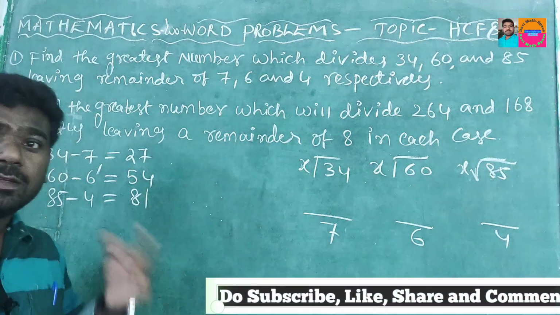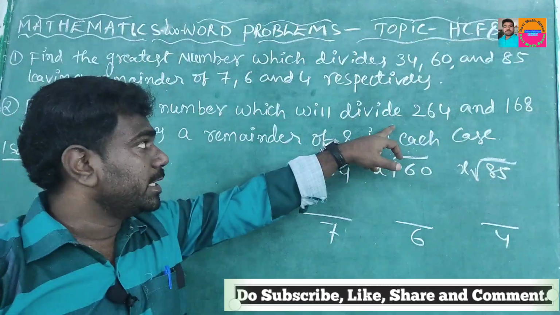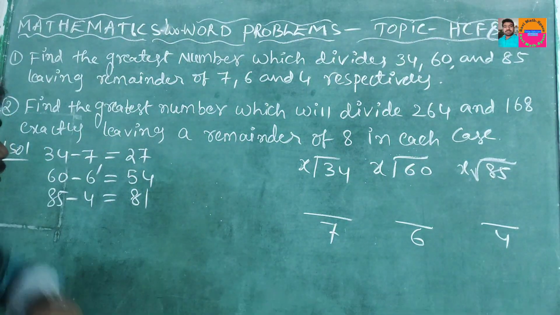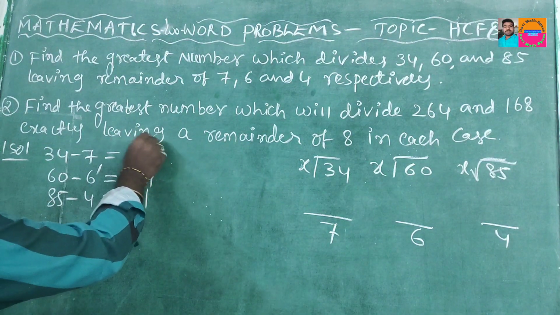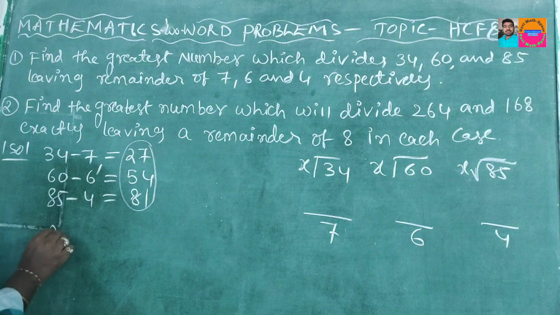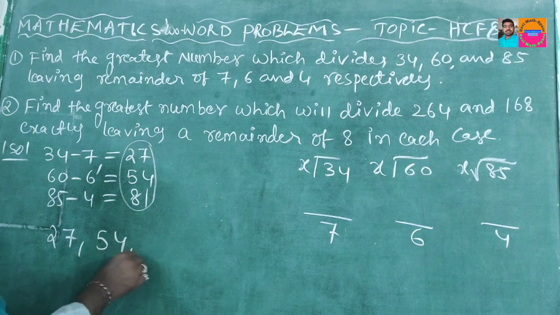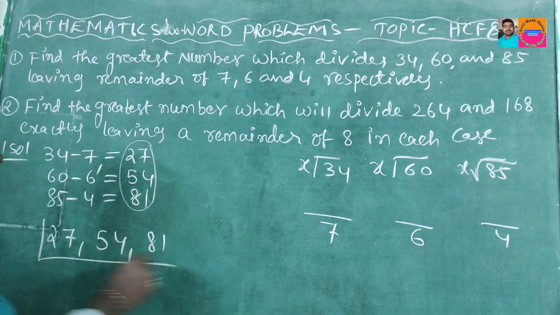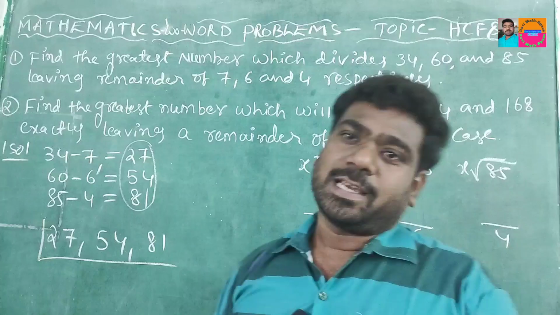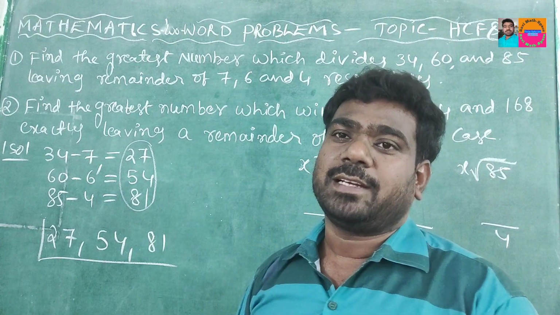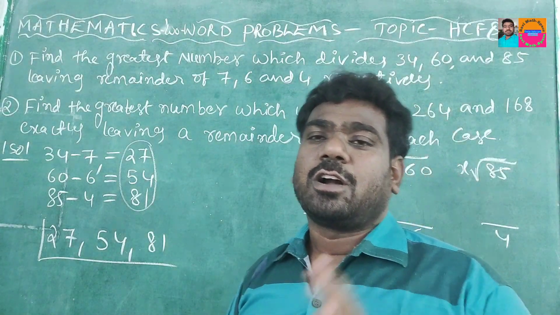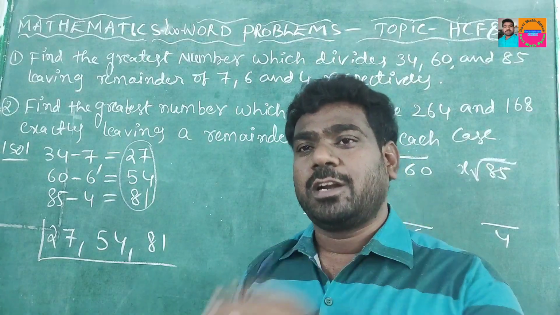So first, whatever remainders are there, subtract them from the given numbers, then we get the new numbers. For these new numbers we are going to find the HCF. How many methods do we have? Already we discussed in previous videos. There are 4 methods: listing factor method, factorization method, prime factorization method, and common divisor method, the long division method.